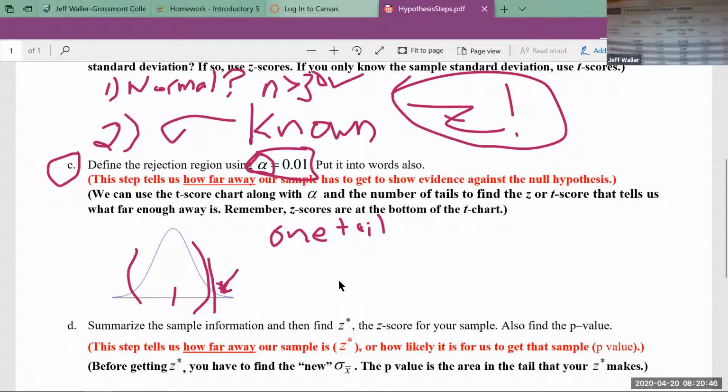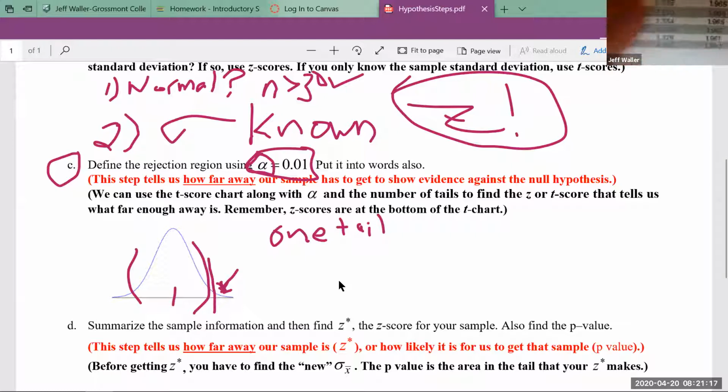So look at the top. I've got a one-tail test, and alpha's 0.01. So I'm going to look at that first. Where am I at? One-tail test. There it is, 0.01. Do you guys see that? It's not easy to do. One-tail test, 0.01. And if I go all the way to the bottom, I'll get the z-score I want.